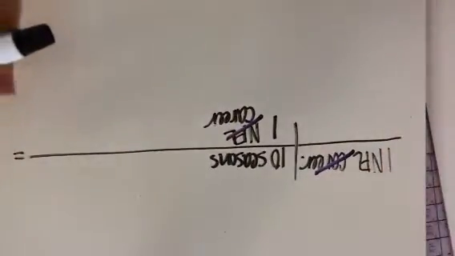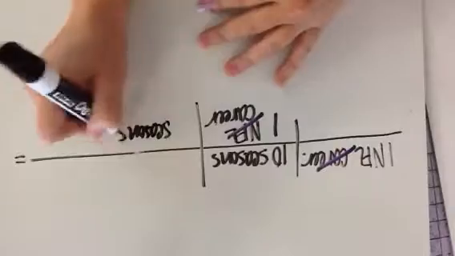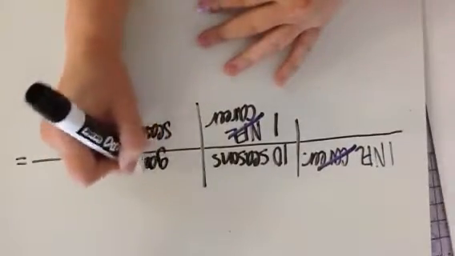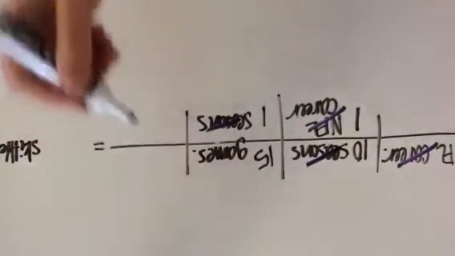But that's not what I wanted because I want Skittles. So now I have to go to the next one. What's the connection between seasons and the next unit? 1 season. So I put seasons on the bottom because I'm getting rid of it. And I go to games because that's what I'm converting to. And my units told me that 1 season is 15 games. Seasons cancel because they are diagonal. And I now have games, but I don't have Skittles, so I keep going.